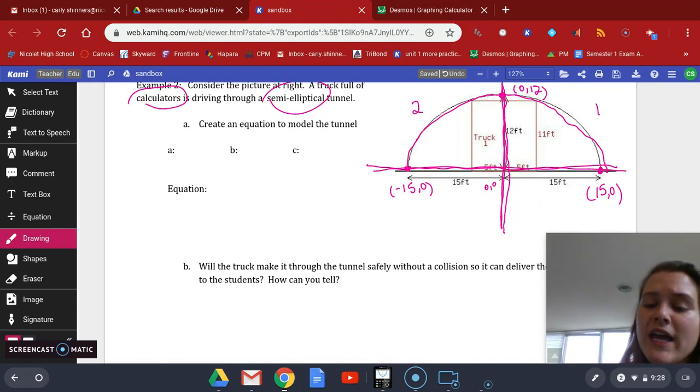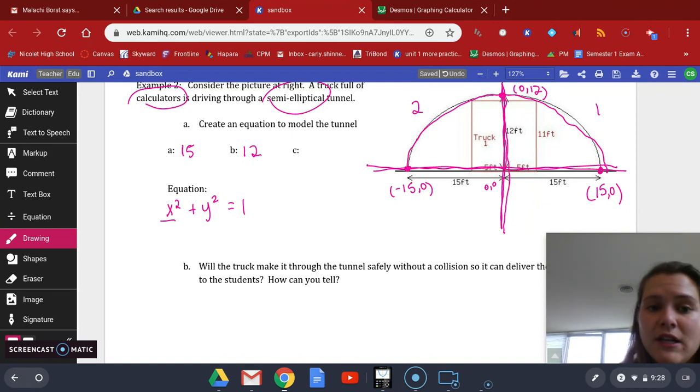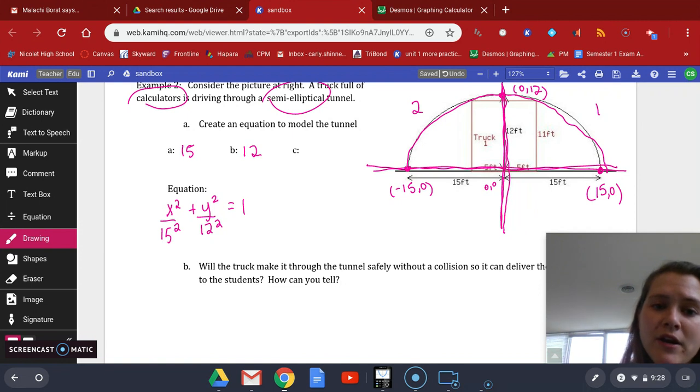Alrighty, so looking at this ellipse, my A is going to be 15, right? It's a horizontal ellipse. My B is going to be 12. So to make my equation, it would just be x squared over a squared plus y squared over b squared equals 1, right? An addition sign because this is an ellipse. The A, the horizontal, goes below my x squared, and the B, the vertical, goes below my y squared.